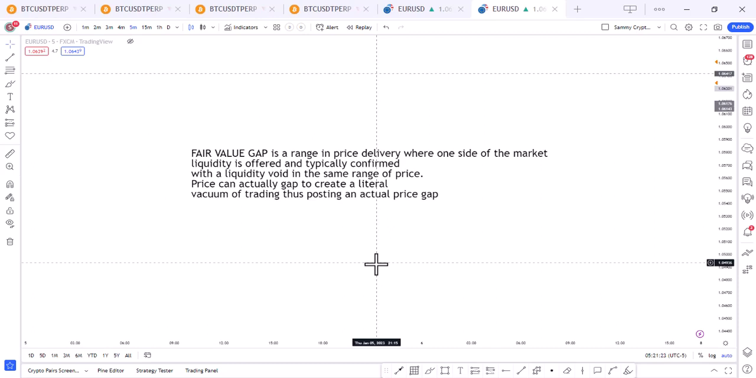So I feel like most of you watching this video will understand what fair value gap is, imbalance, inefficiency, however I may call it. While the first aspect of this video is basically for those who don't understand what fair value gap is all about. Okay, so I'm going to be talking about fair value gap and I'm going to be talking about weak zones.